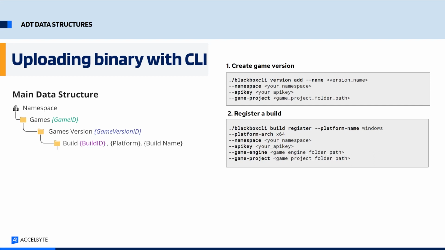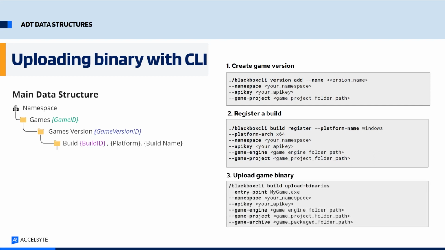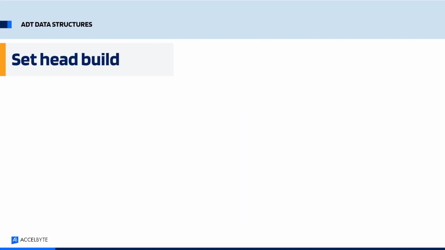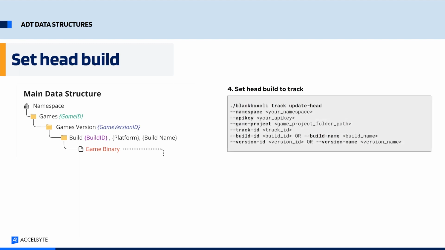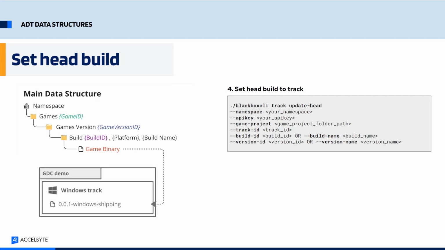To upload the game binary, we need to run the upload binary command. It requires the name of the executable file, namespace, API key, game engine, game project, and game archive folder path. This will add the game binary to the newly created build. Once the binary is uploaded, you can use the ADT command line interface to make that build the head of the specific track. For this, we need to run the command track update head, which requires namespace, API key, game project folder path, track ID, build ID or build name, and the version ID or version name.